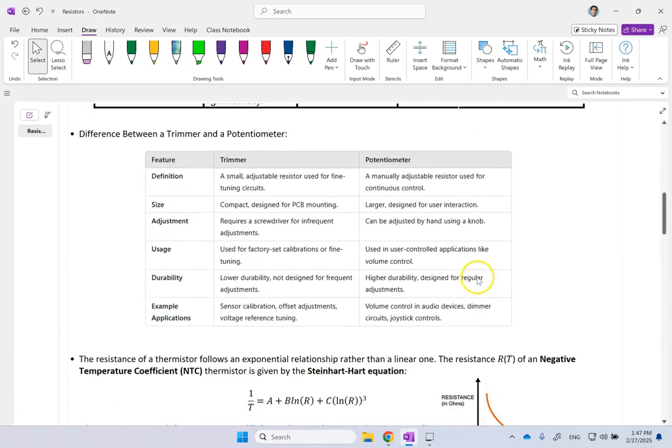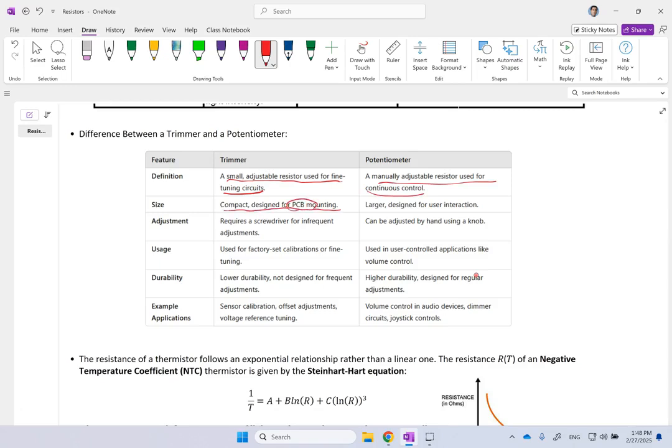And here I made a small table for you explaining the difference between a trimmer and a potentiometer. So a trimmer, as I said, typically is a small adjustable resistor, and it's for fine tuning, but a potentiometer, you can continuously modify it. The size of trimmers are typically small. You can put them on PCBs, printed circuit boards. Potentiometers are typically a little bit larger, so you can grab them with hand. Adjustment of trimmers is typically done with screwdrivers, and it's infrequent adjustment. Potentiometers, you can do it by hand and frequently. Okay, so trimmers are for factory set calibrations or fine tuning.